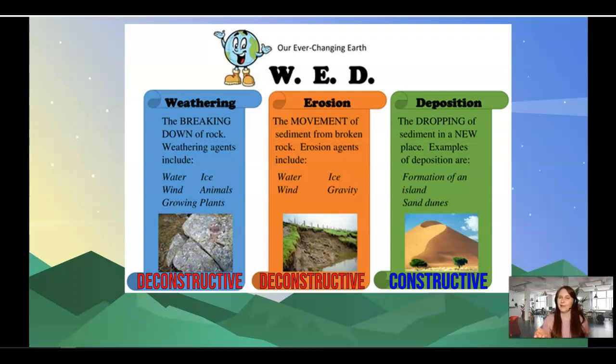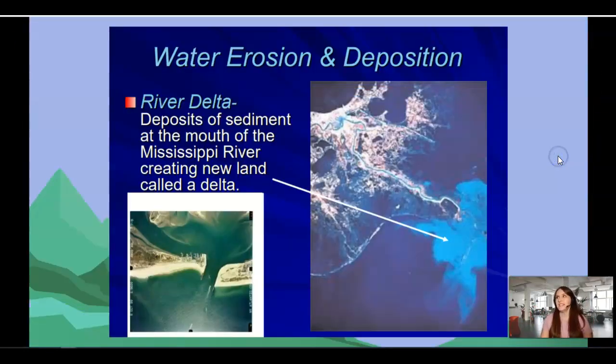So I came up with a little fun, handy-dandy thing to help us remember this. Weathering breaks it, erosion takes it, and deposition drops it. So break it, take it, drop it. Weathering, erosion, deposition. Just a goofy way to remember that. And so deposition is constructive. So that's kind of what we're going to talk about today.